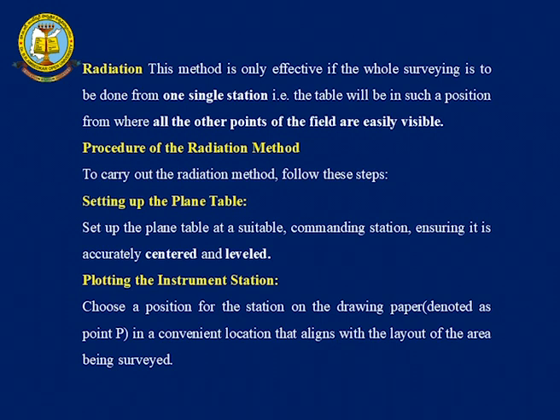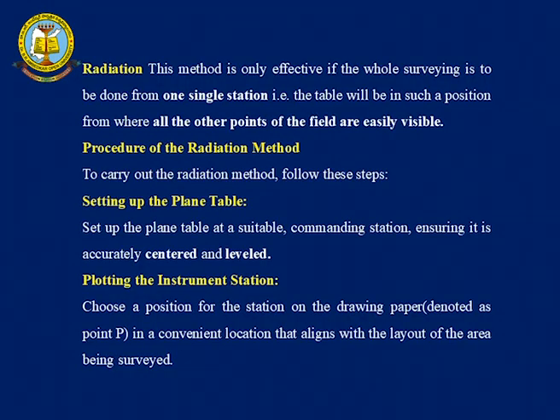Already we have said that there are different methods of plane table surveying, and first we will discuss the radiation method. This method is only effective if the whole surveying is to be done from one single station. Here, you observe all the objects from a single station, and that we call the radiation method. The table will be in such a position from where all the other points of the field are easily visible. At that time only we will use the radiation method.